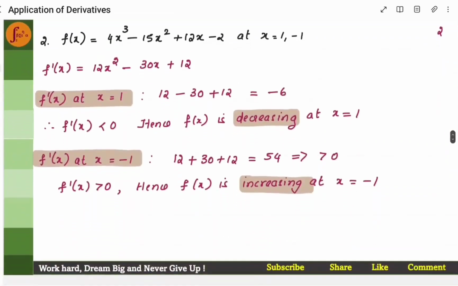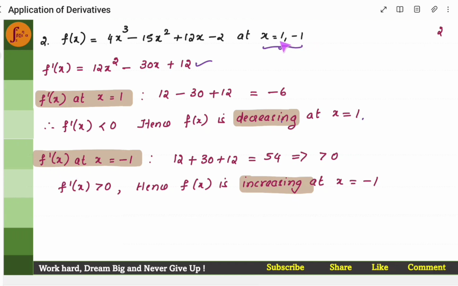Now let's take another example. This is another function. We'll have to find whether it is increasing or decreasing at these points, x is equal to 1 and x is equal to minus 1. Now what is step 1? Step 1 is to find the derivative, right? Derivative you find. Then at x is equal to 1, you substitute x is equal to 1 in this derivative function. You will get one value. Now it is minus 6 here. This is less than 0. Hence, the function is decreasing at x is equal to 1.